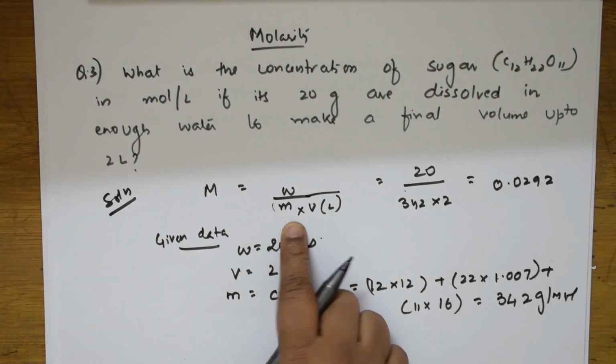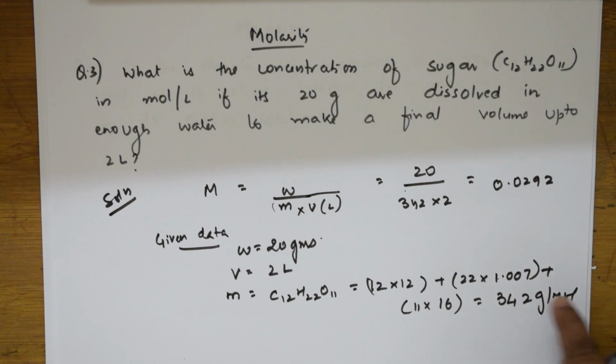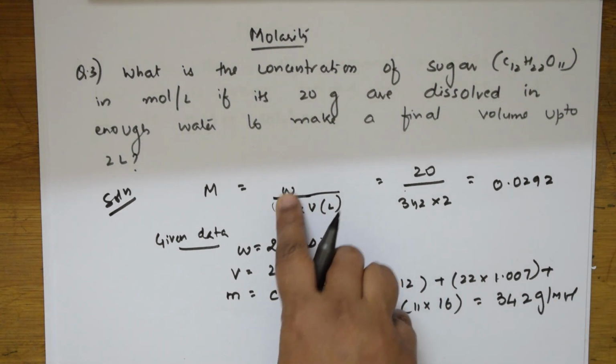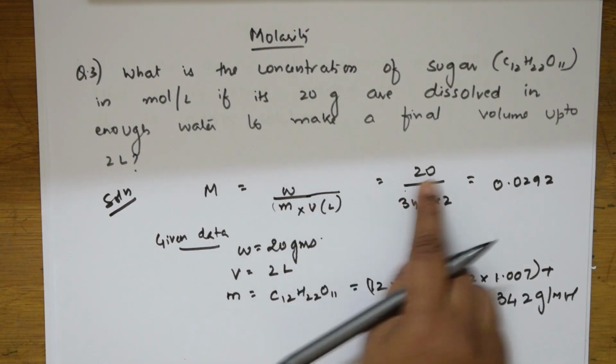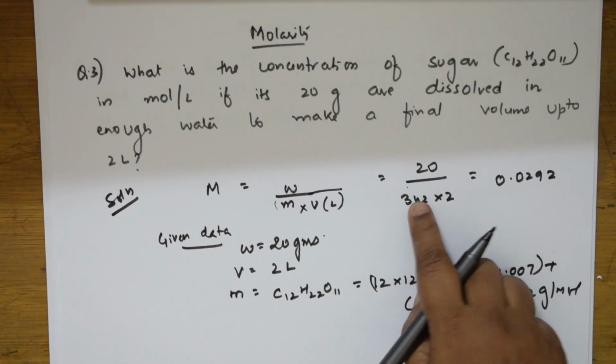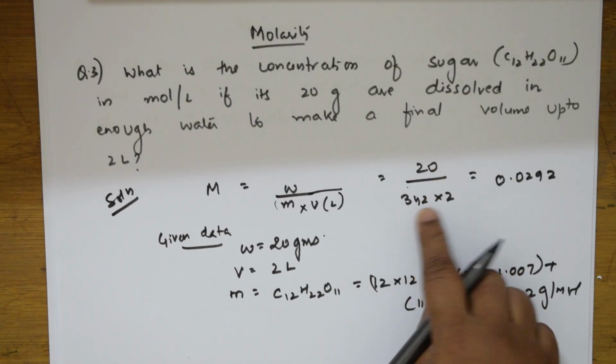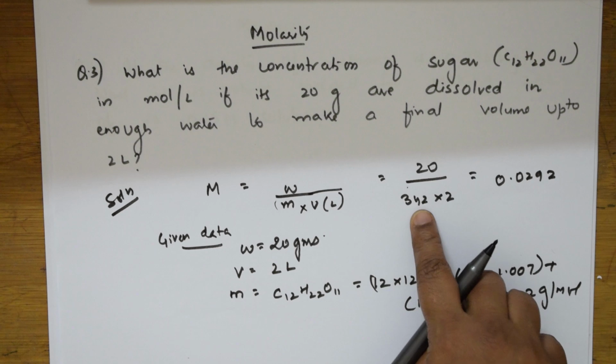The mass is in gram per mole, isn't it? Yes, the weight is in grams and the molar mass is in gram per mole. So this grams and this grams get cancelled. So what are we left with? Only mole. Mole per liter.